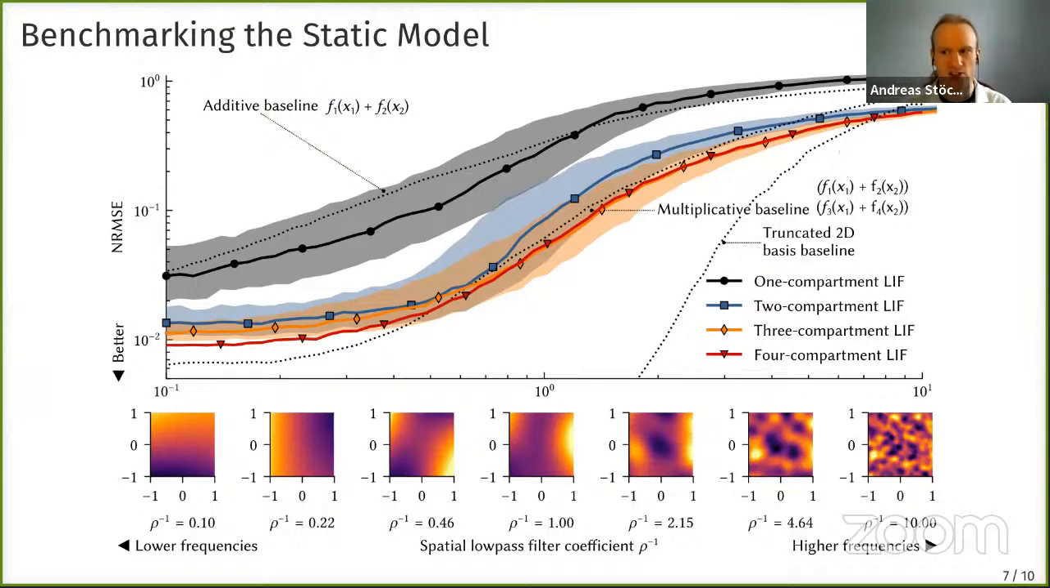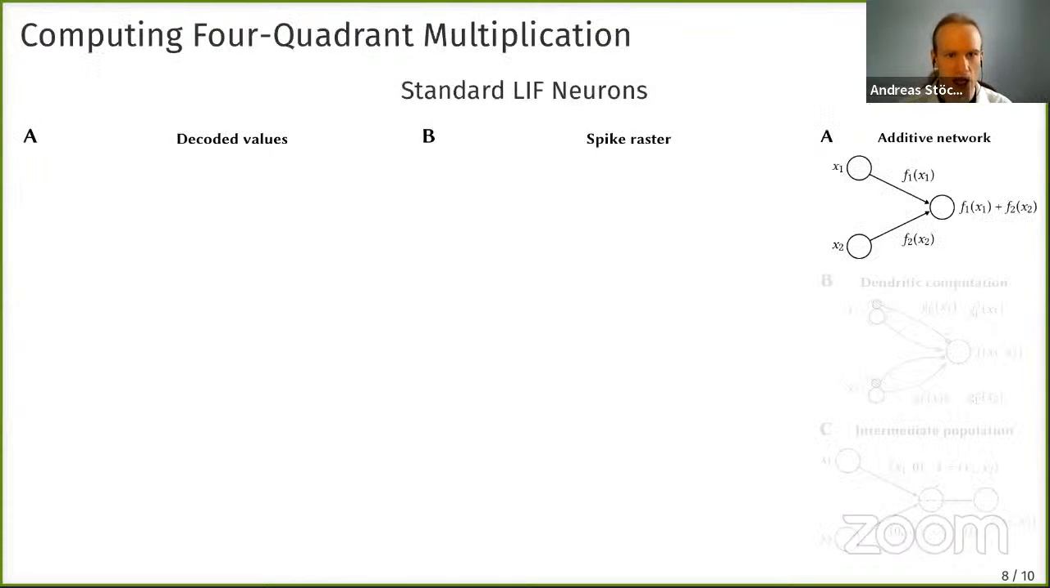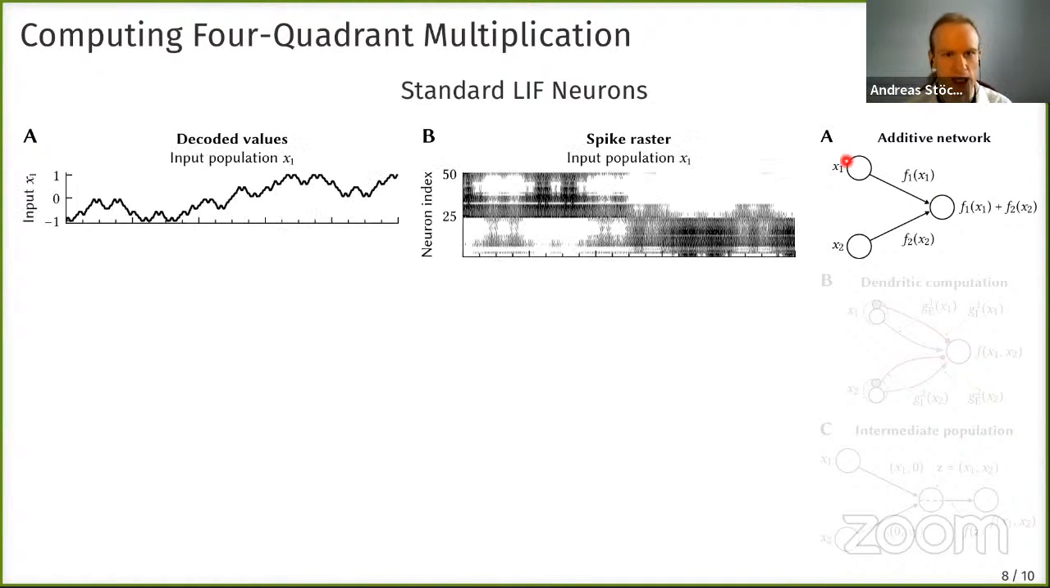However, in practice, when we implement all of this in an actual spiking neural network, things look a little different. So what I'm trying to do here is to compute four-quadrant multiplication. We have a network where, in a pre-population, as we saw previously, we represent a scalar x1, and in another population, we represent a scalar x2. And I'm starting with this additive network, or essentially what we can compute with a simple LRF neuron.